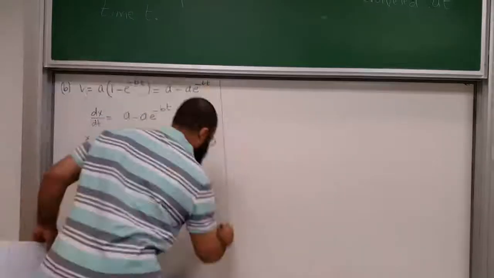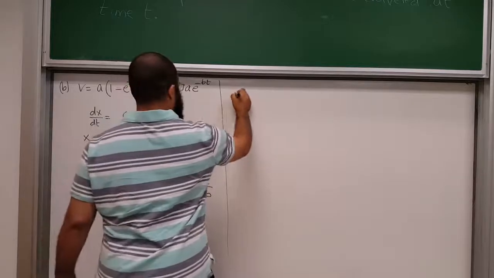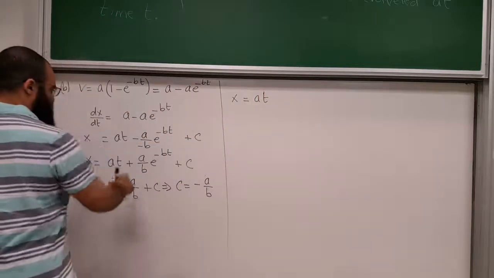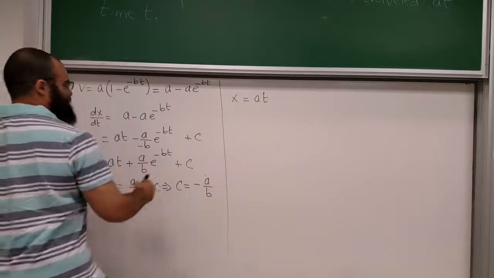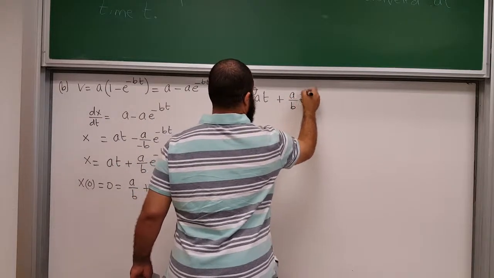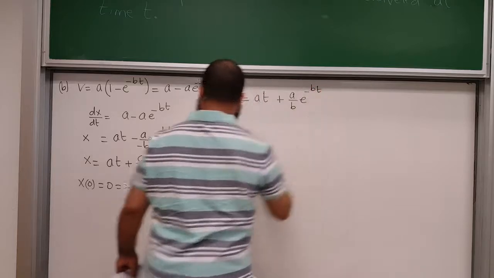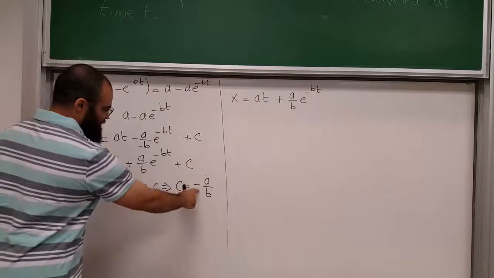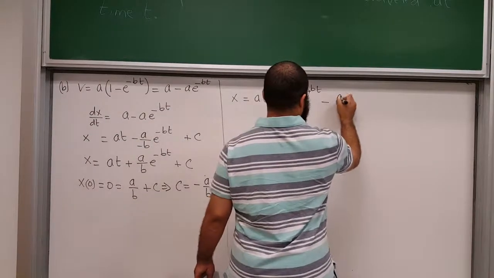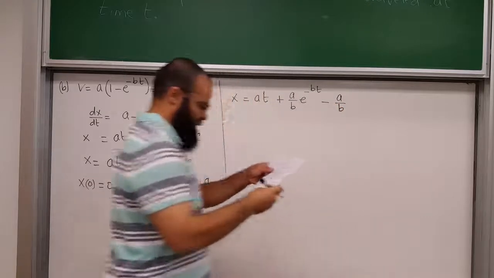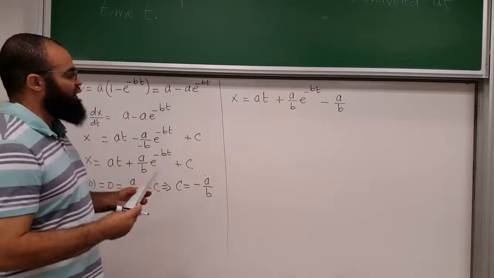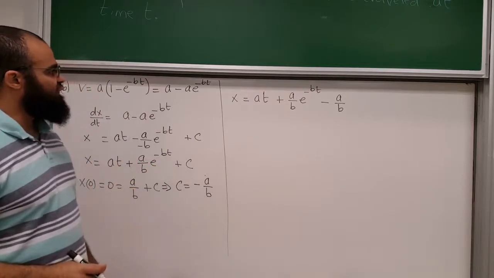So I will go back to here and substitute minus a over b for the constant c. So I get the following. I get x is equal to a times t, plus a over b e to the minus b times t, plus the constant c, but c is negative a over b, minus a over b for that constant c. And so that is x. That's x as a function of time.